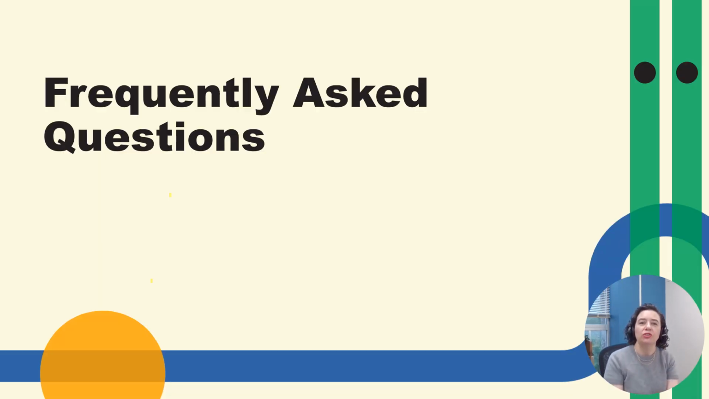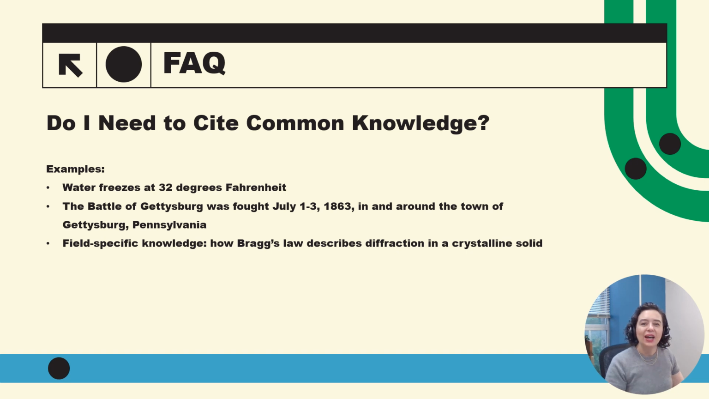A few frequently asked questions about MLA style because, yes, we actually get questions about citation at the library pretty often. According to MIT, common knowledge is information that the average educated reader would accept as reliable without having to look it up. So, for example, here, water freezes at 32 degrees Fahrenheit. The Battle of Gettysburg was fought July 1st through 3rd, 1863, in and around the town of Gettysburg, Pennsylvania, and also stuff like field-specific knowledge, like how Bragg's law describes diffraction in a crystalline solid.